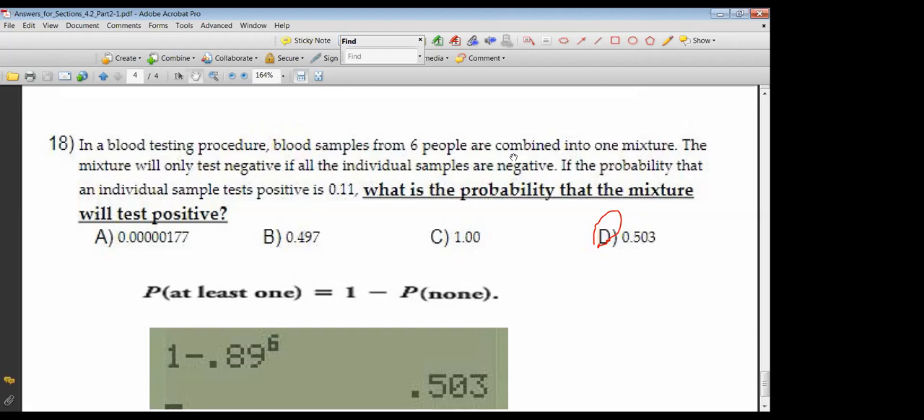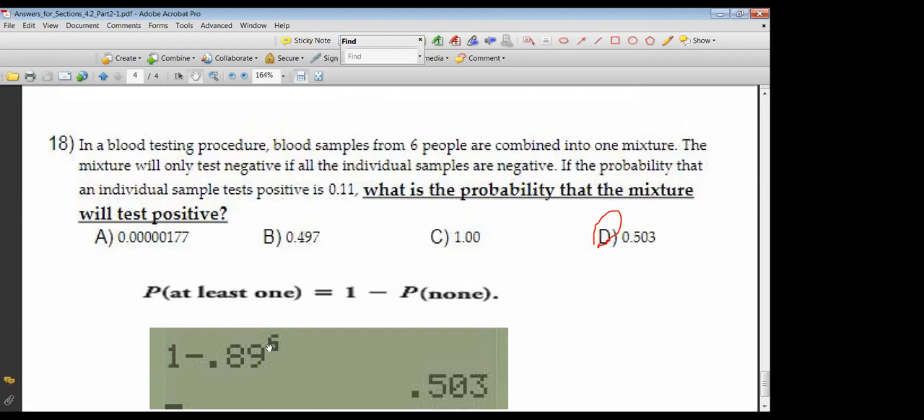They do this a lot in industry. Instead of running a blood test on each person individually, they take six samples and mix them all together. The idea is hopefully everyone's going to test negative. So what's the probability that the mixture will test positive? It'll test positive if at least one of the people tests positive. How do I calculate that? The probability of at least one testing positive is one minus the probability that none of the six test positive. They're all negative. Well, if testing positive is 0.11, testing negative must be one minus that, or 0.89, six times.